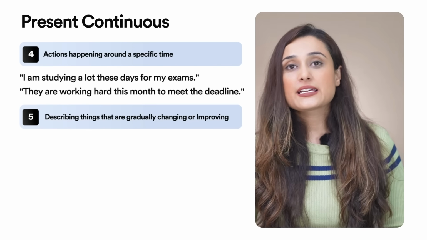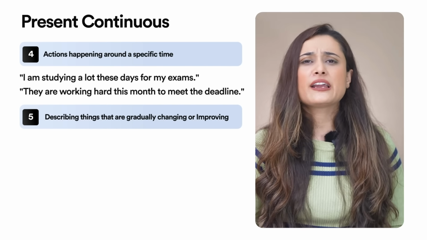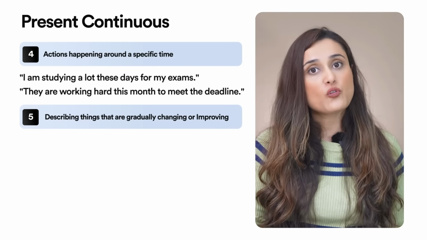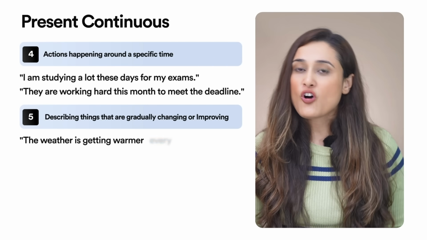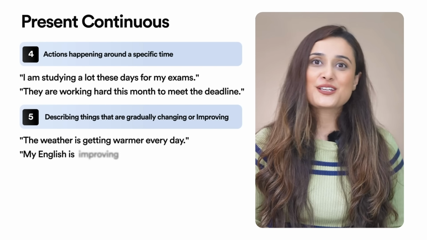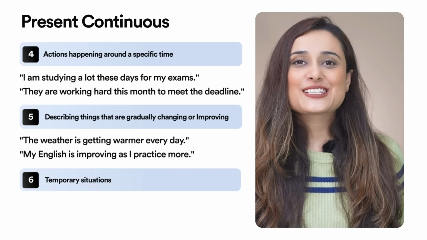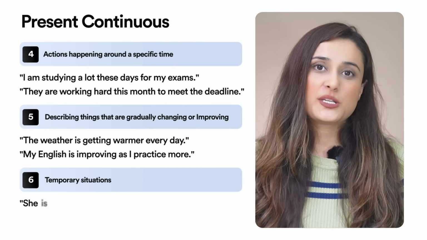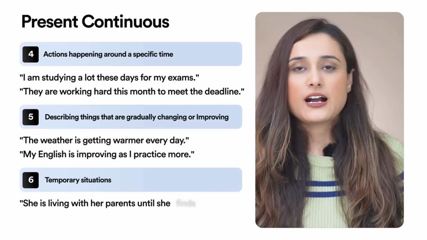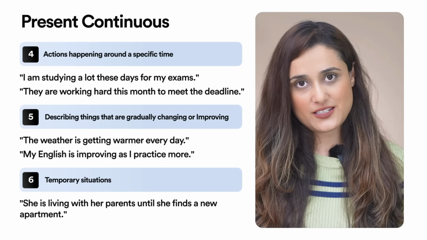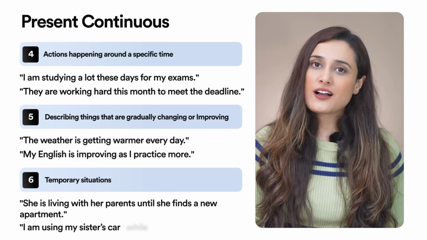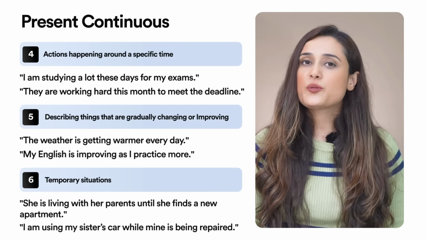Okay, next use case is describing things that are gradually changing or improving. The weather is getting warmer every day. My English is improving as I practice more. Next use case is temporary situations. She is living with her parents until she finds a new apartment. I'm using my sister's car while mine is being repaired.